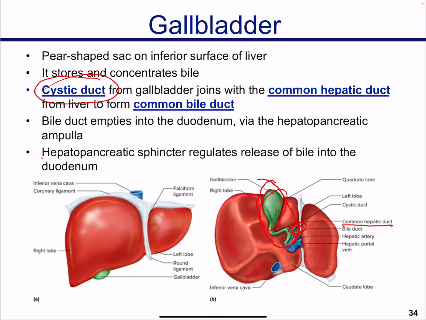All right, the hepatopancreatic sphincter is the one that regulates at which point the gallbladder is releasing the bile or not, right? When the sphincter relaxes, this is when the bile salts are released in the duodenum.